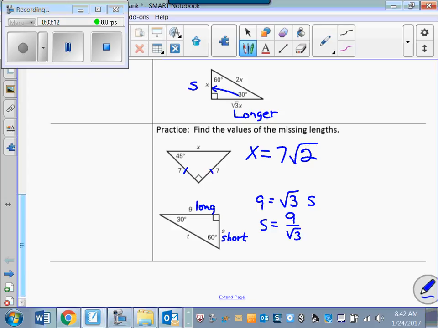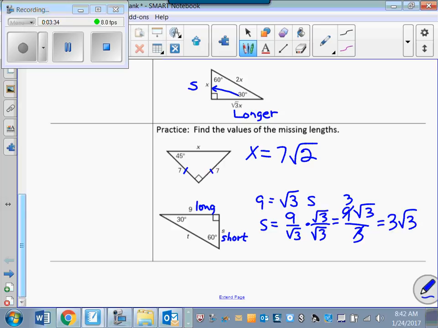And what do we know about that? We know we can't leave a radical in the denominator, so we have to rationalize that. Multiply top and bottom by the square root of 3. We get 9 times the square root of 3 over 3. And of course the 9 and the 3 will cancel. So S is going to be 3 times the square root of 3.